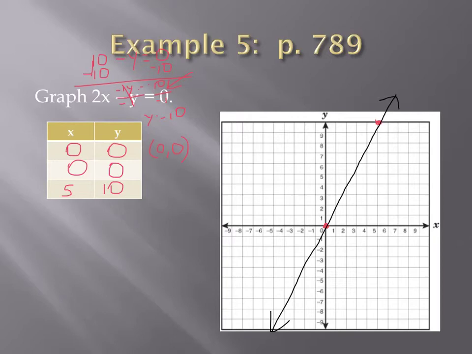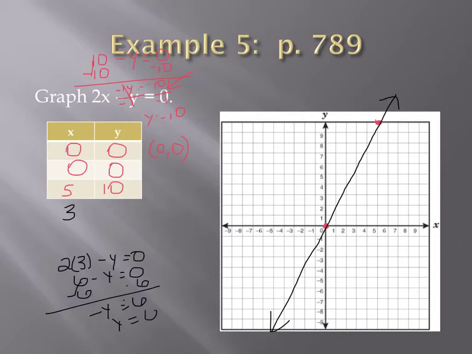And it wouldn't be a bad idea for me to go ahead and just try another point in between and make sure that it lines up also. So let's say I picked 3. So that's going to be 2 times 3 minus y equals 0. 6 minus y equals 0. If I subtract 6 from both sides, negative y equals negative 6. So divide by negative 1 gives me y equals positive 6. So I can also graph the point (3, 6), which also falls on the line. Okay, so that third point was just a check for me.